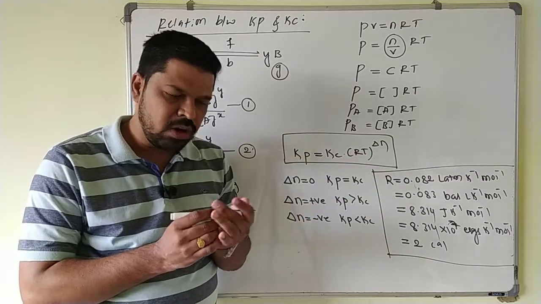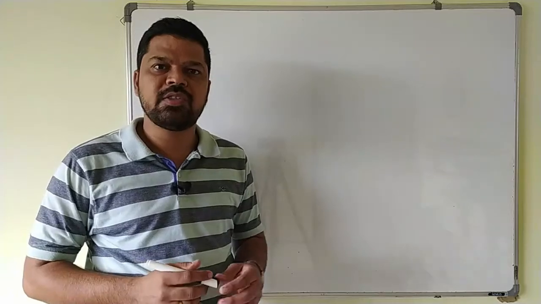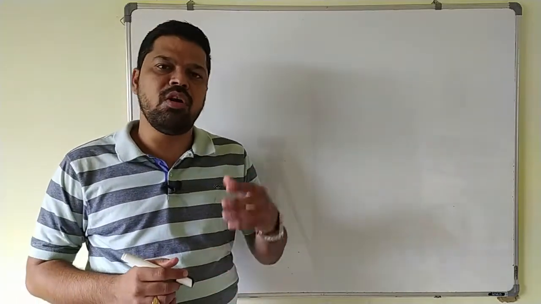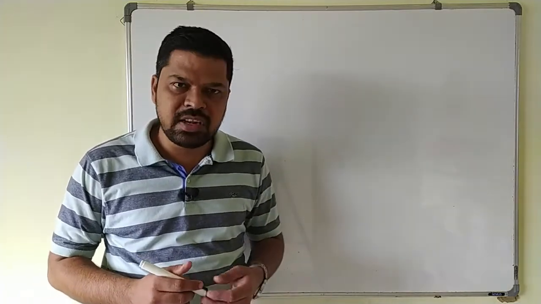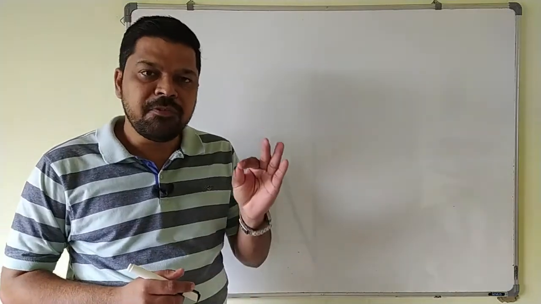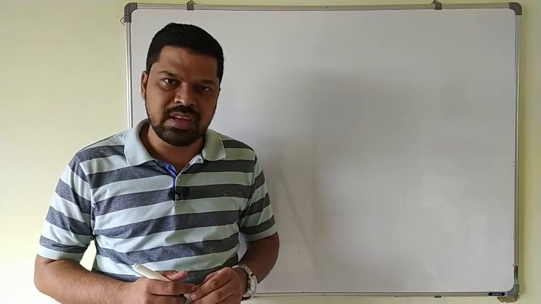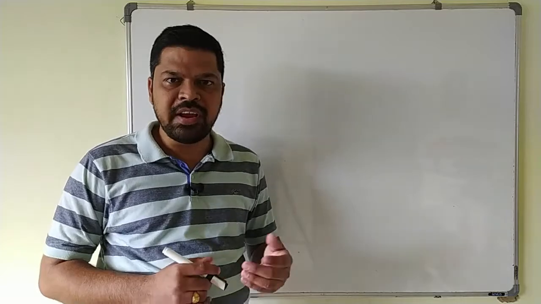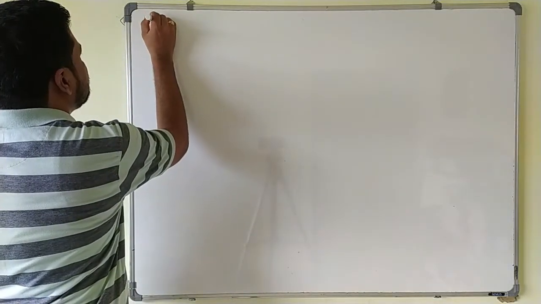Now we will see what are homogeneous and heterogeneous equilibrium. In case of homogeneous equilibrium, all the reactants and products are present in the same phase. In case of heterogeneous equilibrium, they are present in different phases. If they are in the same phase, it is homogeneous equilibrium. If they are in different phases, it is called heterogeneous equilibrium.